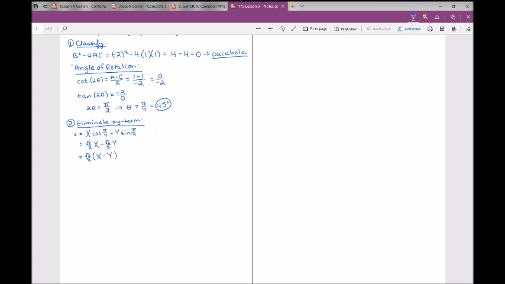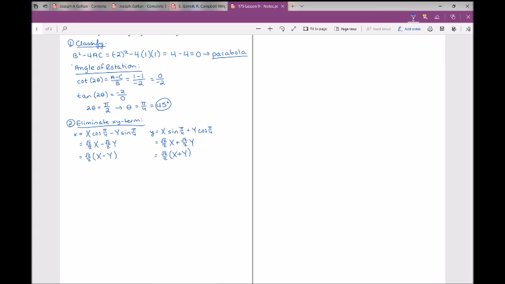Little y, on the other hand, is big X times the sine of pi over 4 plus big Y times the cosine of pi over 4. So if we evaluate this, we have the square root of 2 over 2 times big X plus the square root of 2 over 2 times big Y. And so that's the square root of 2 over 2 times (X plus Y).